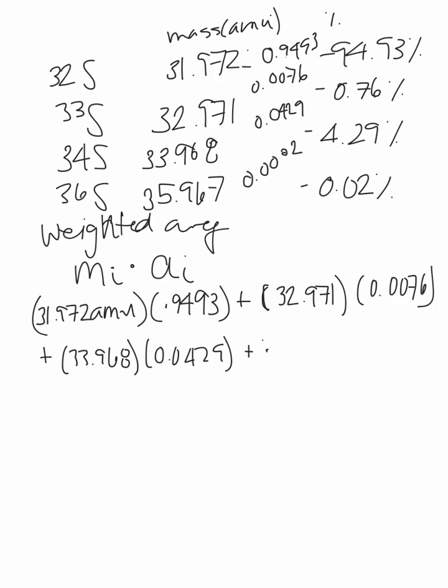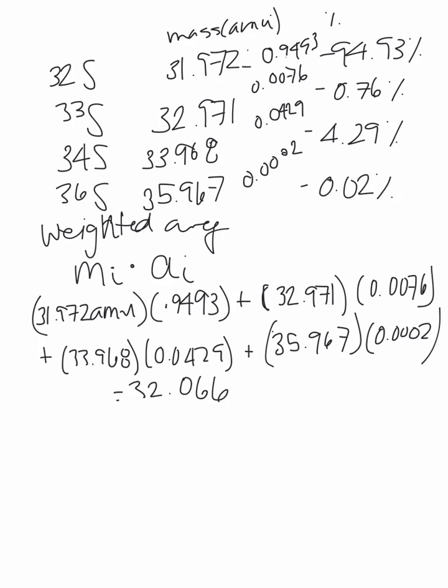So let's erase that there. 35.967 times 0.0002. So if we take a minute and solve that out on a calculator, we get a value of 32.066. Now, how do I know if that's the correct value?